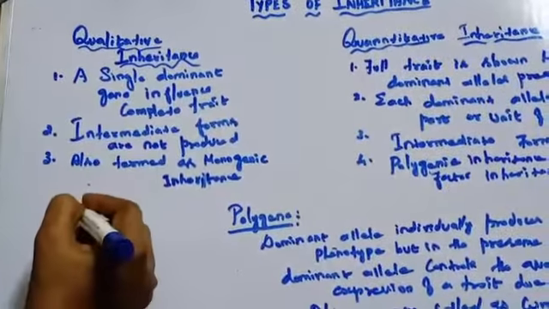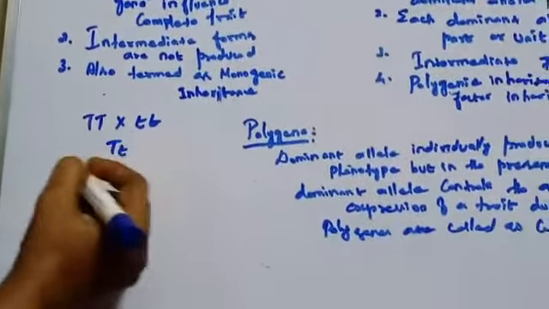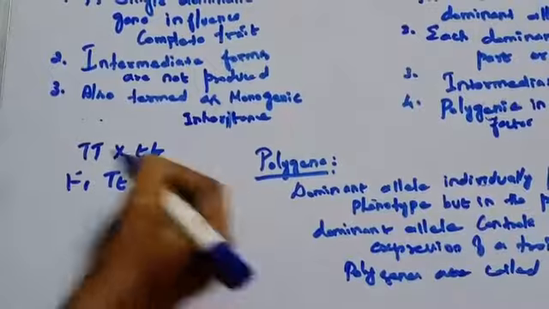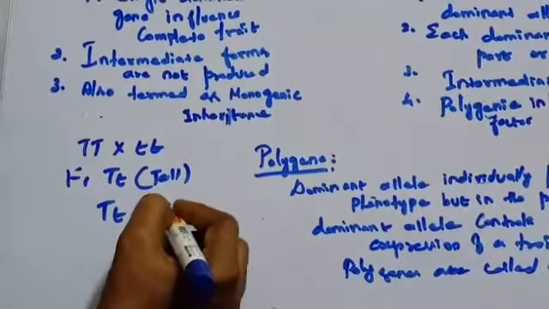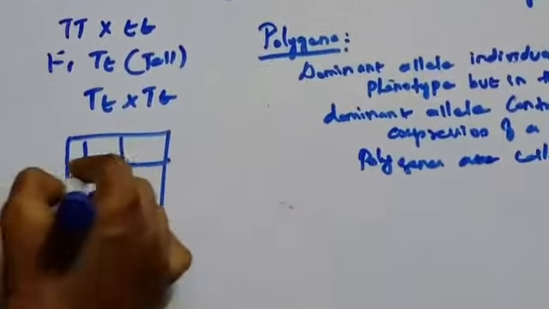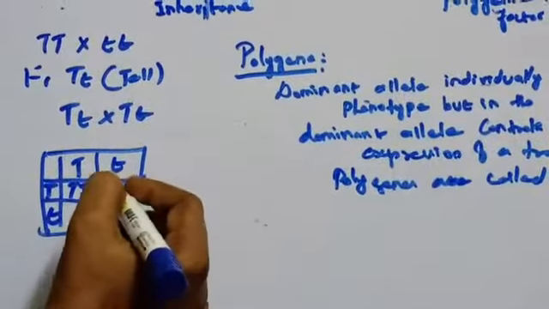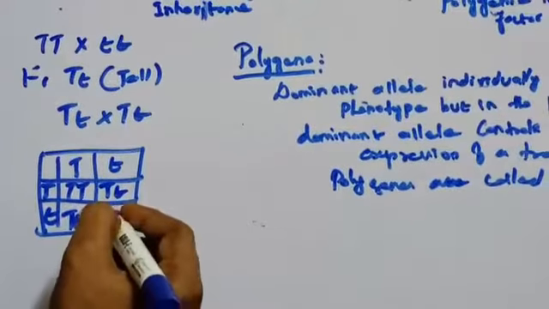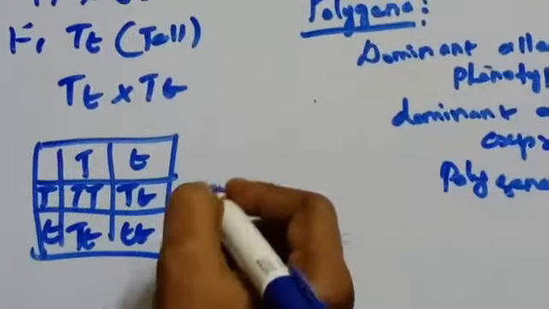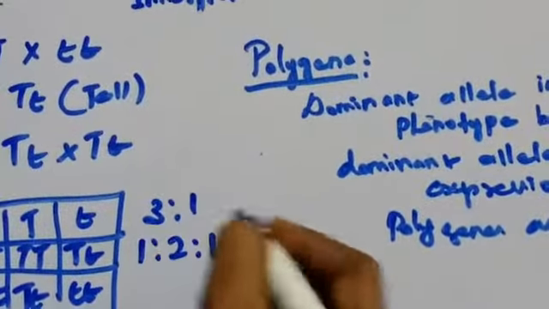We can take an example, a tall plant. When it is crossed with a dwarf plant, the F1 hybrid is what? F1 hybrid is tall, hybrid tall. Again, when it is selfed, you can see capital T small t, capital T capital T, capital T small t, small t small t. You can see here, what is the ratio? 1:2:1 is the genotypic ratio and the phenotypic ratio is 3:1.